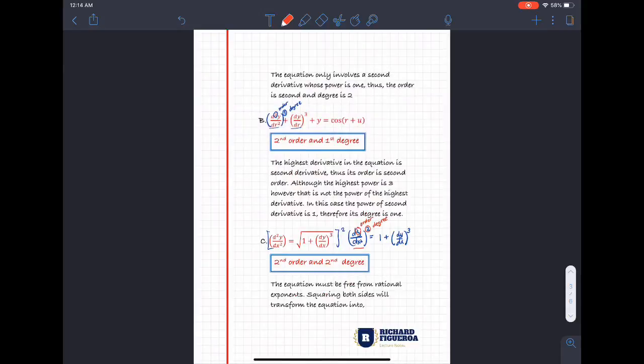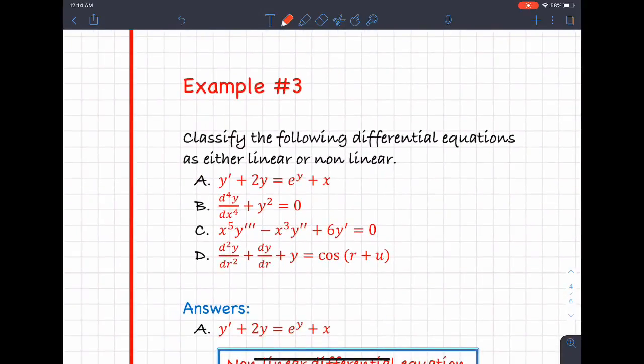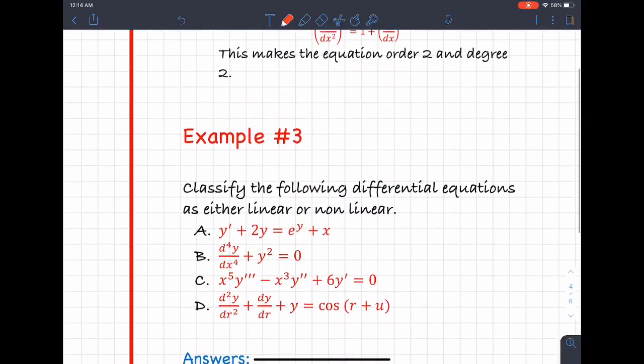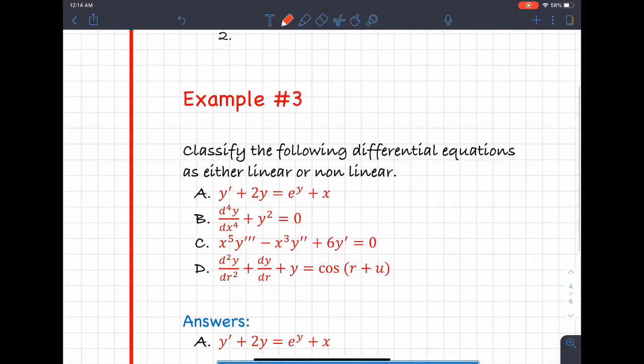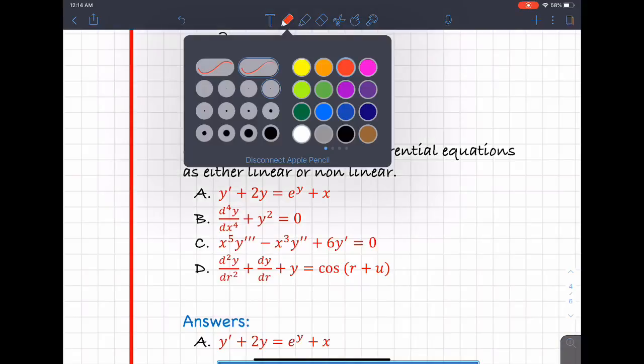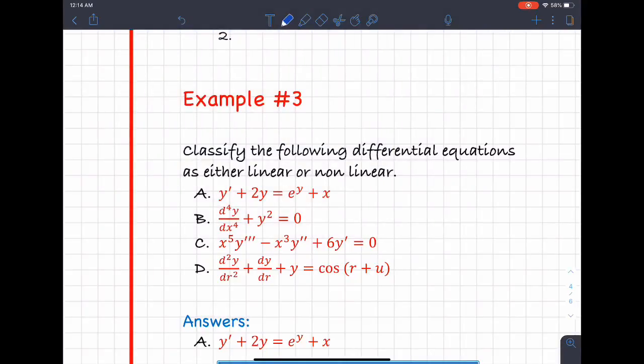So let's proceed with the last set of examples that we have. In this case, we will be classifying whether the following differential equations are linear or nonlinear ordinary differential equations. In determining the linearity of a differential equation, let's have a checklist. The first item on the checklist is whether the given differential equation involves a power for its derivative which is more than 1.